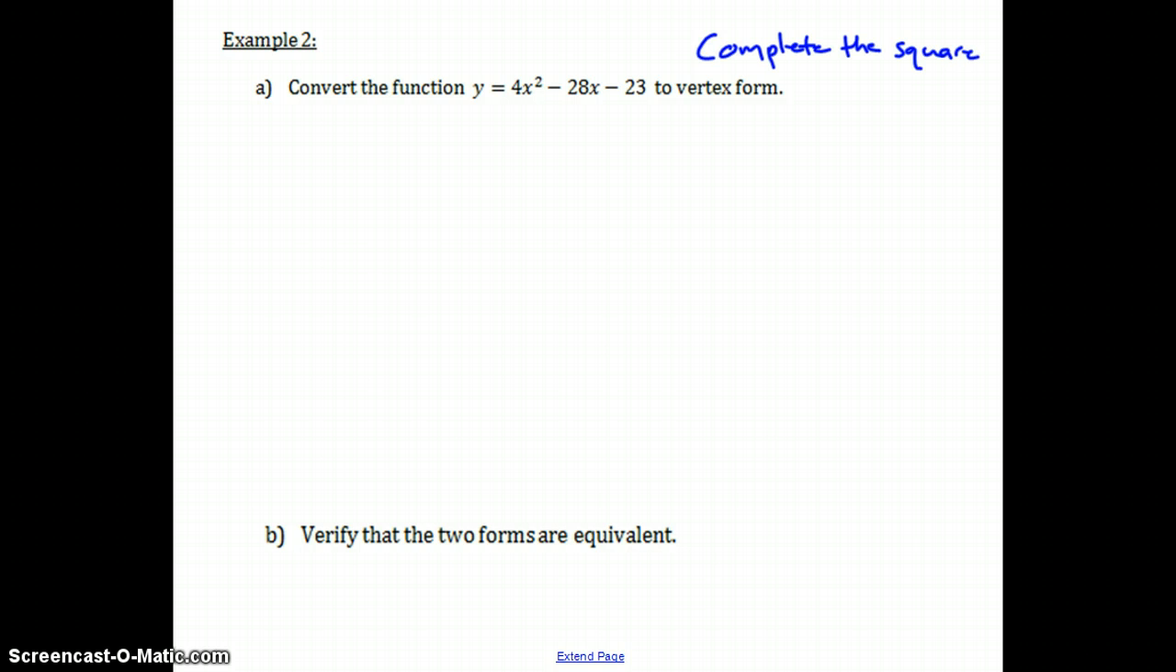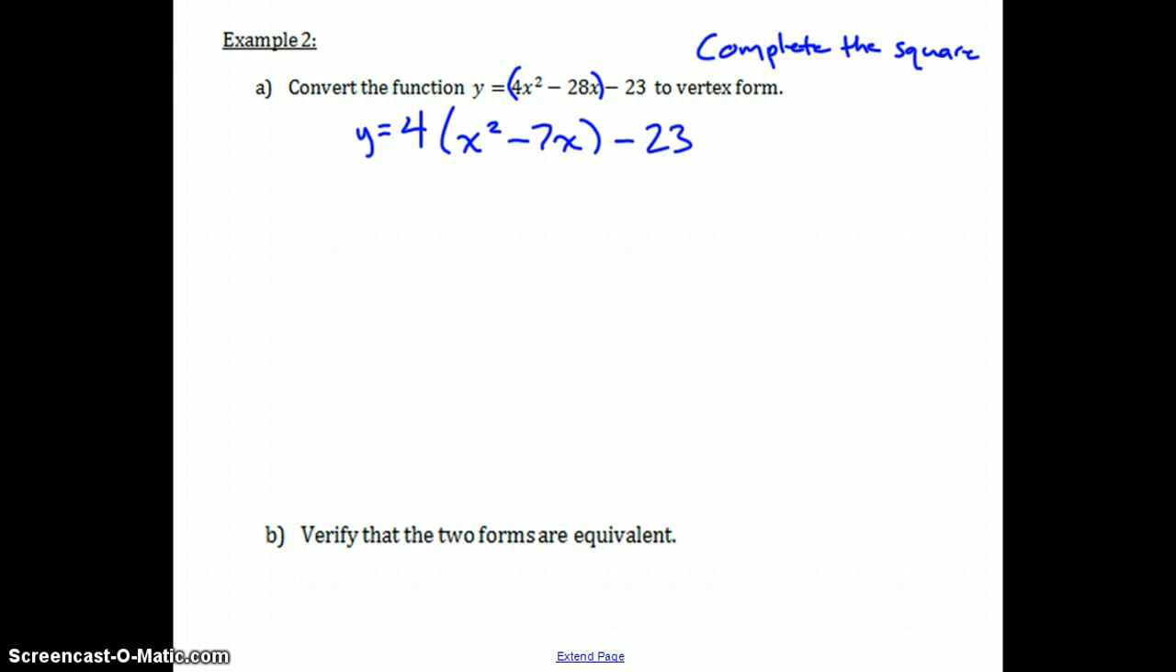To do this, the first step was to group our first two terms. So we group those two. Next step, factor out that a. The a value in this case is 4. So x squared minus 7x, and then outside we still have minus 23.